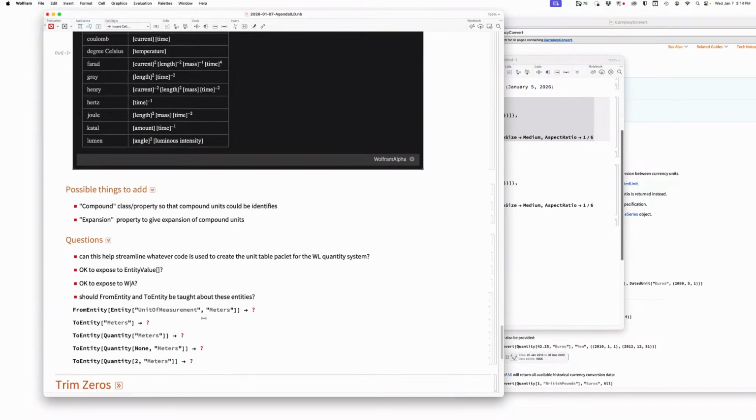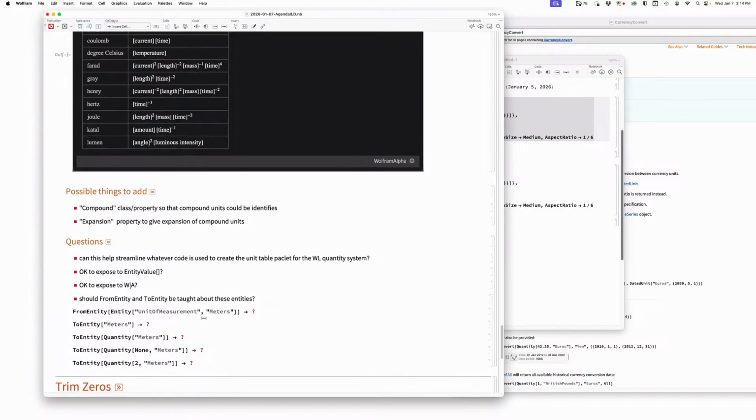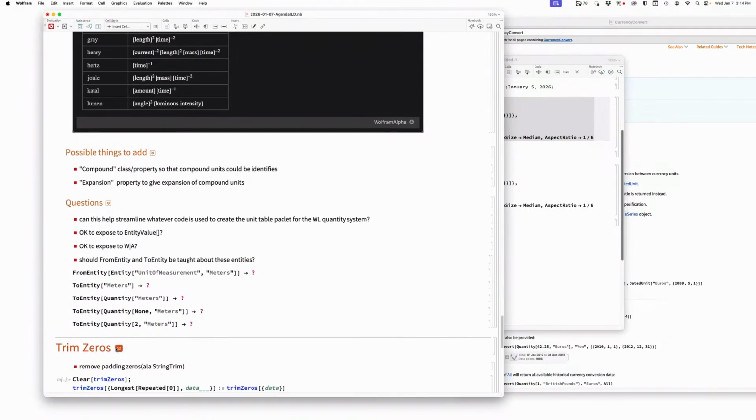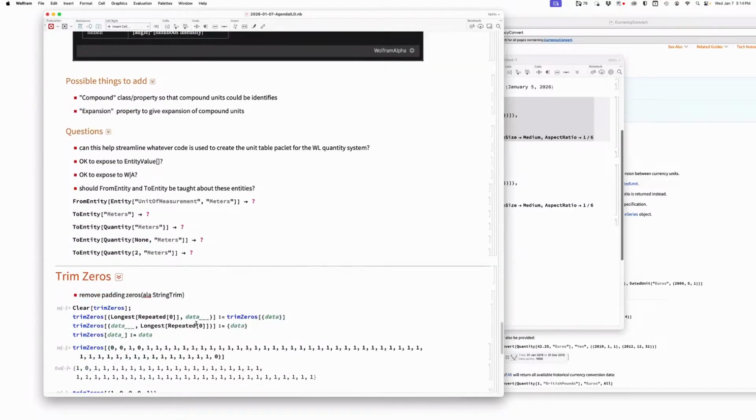And then if we do expose them, you should be able to go back and forth between Wolfram language quantities and the entity versions like you currently can for physical quantity stuff. So I think mostly this needs a straightforward, longer discussion, which we need to have.